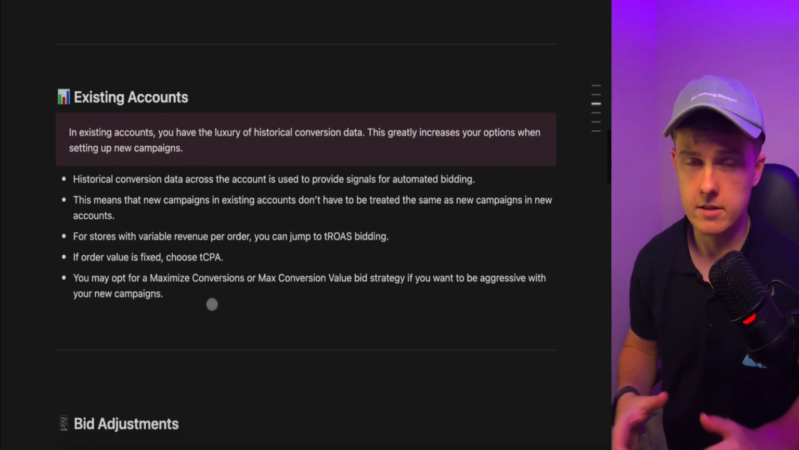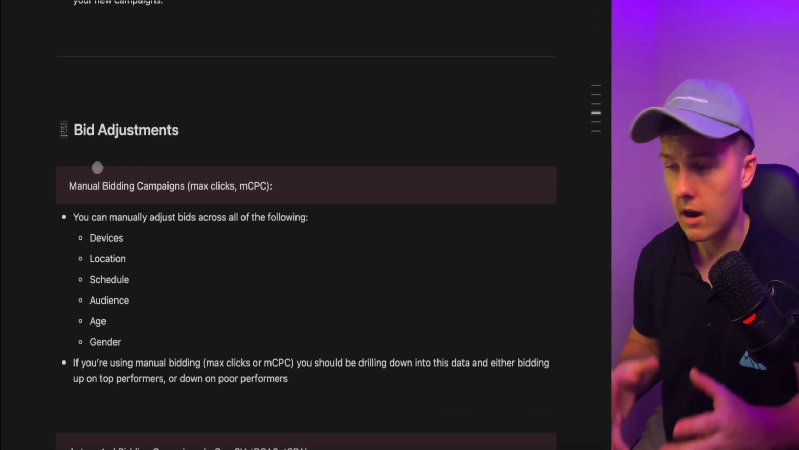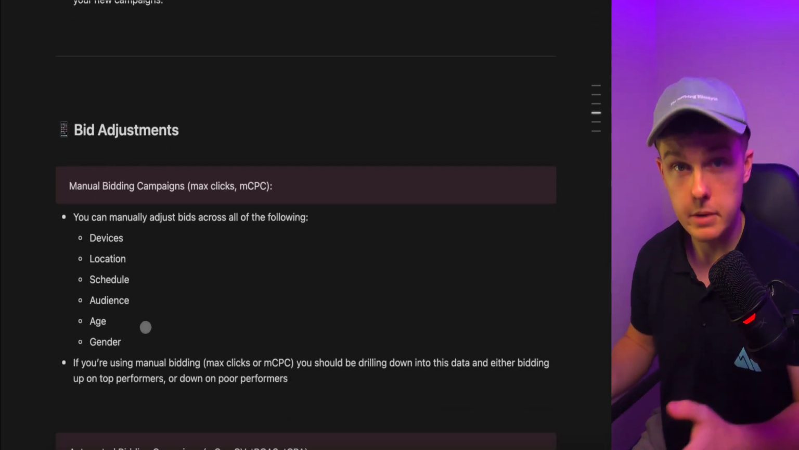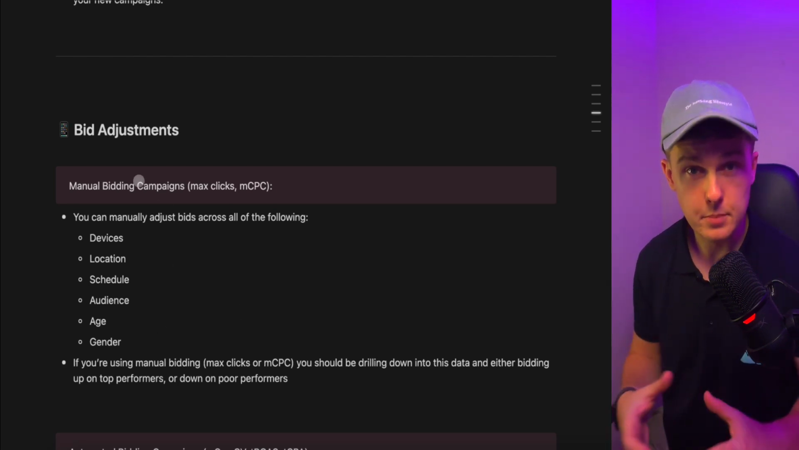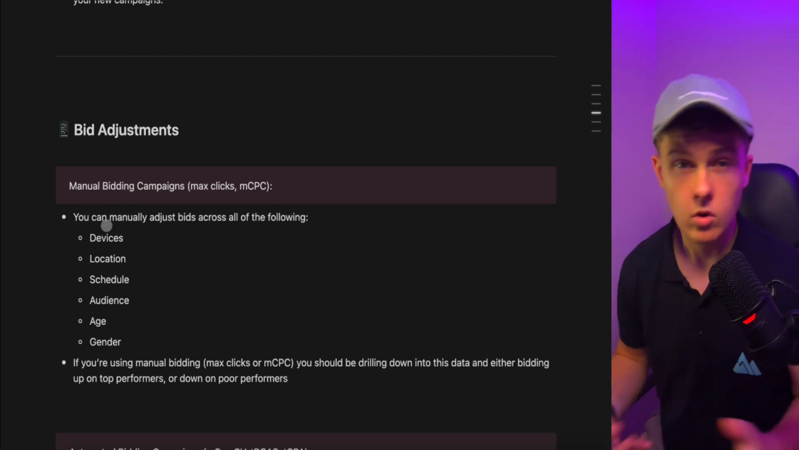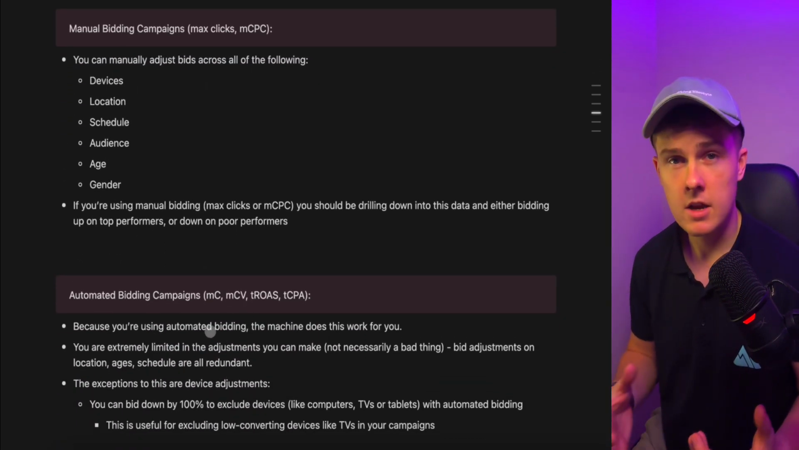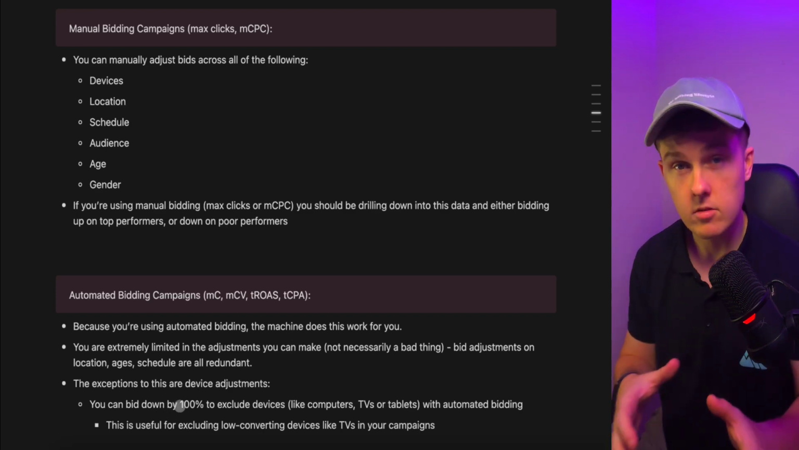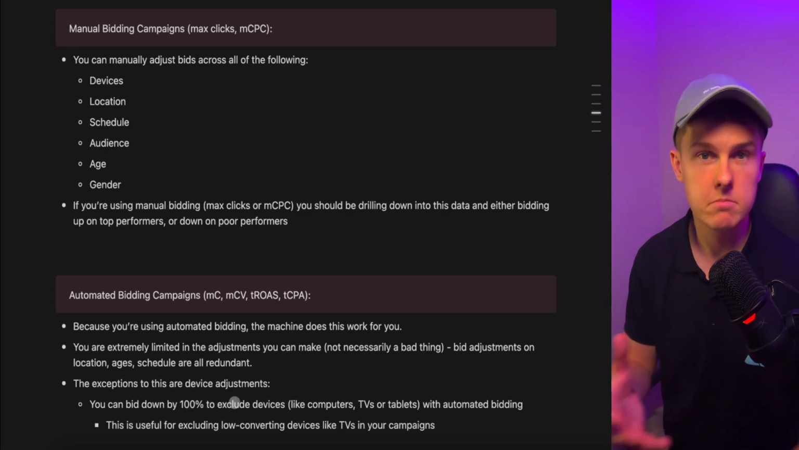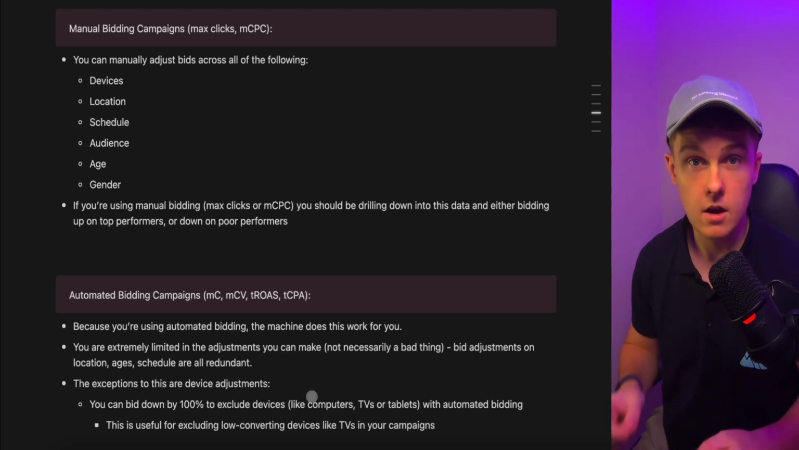But before I do, I want to touch briefly on bid adjustments. There's a lot of incorrect information out there when it comes to bid adjustments. For the most part, bid adjustments are only useful with manual bidding strategies. Automated bid strategies take care of the adjustments as part of the machine learning. So if you're running automated bid strategies, the only real adjustment you should be aware of is the minus 100% device adjustment. This is where you can exclude a device like TVs or tablets by downbidding 100% on those devices.